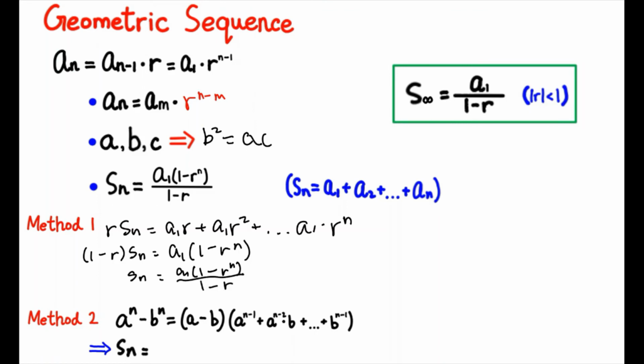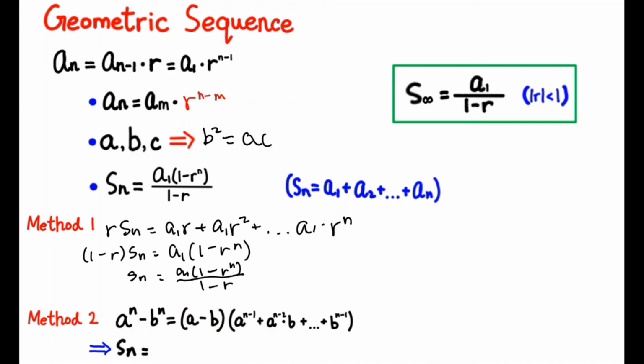Now, there's another method of doing this, but to use this method, we have to remember that a to the n minus b to the n is equal to a minus b times a to the n minus 1 power plus a to the n minus 2 power times b all the way to b to the n minus 1 power.